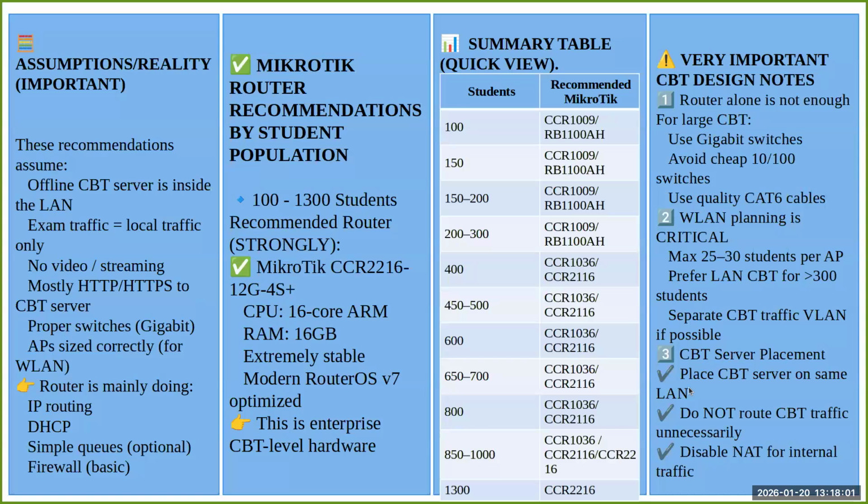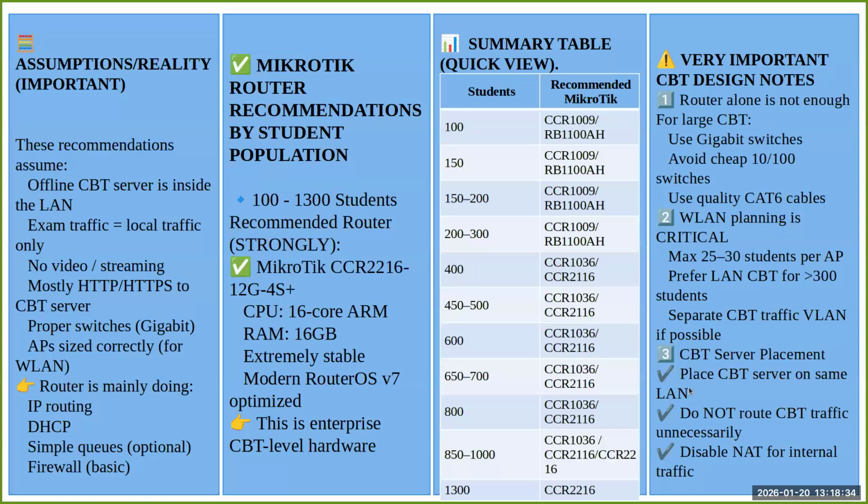The router is mainly doing IP routing, DHCP, simple queue, and basic firewall. So our recommendation is based on MikroTik. Say we are having 100 to 1,300 students. I don't think any of our campuses is up to this, not to talk of above. So our recommendation, if you have traffic of up to 300 students, you have to use this MikroTik on the screen, which is, I think, about the highest now, CCR2216.